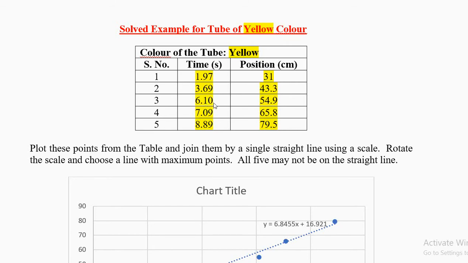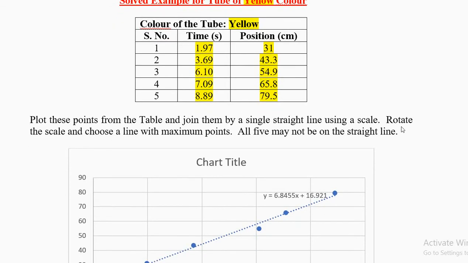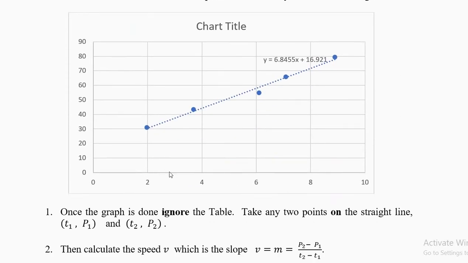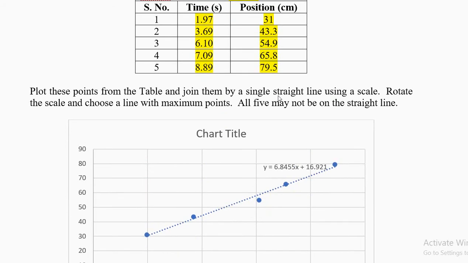At 6.10 seconds, the position is 54.9 centimeters. We'll do the calculations in centimeters in this experiment. And at 7.09 seconds, it is 65.8 centimeters. And at 8.89 seconds, it is 79.5 centimeters. Now you put time on this axis and position on this axis. The position is from 31 to about 80.